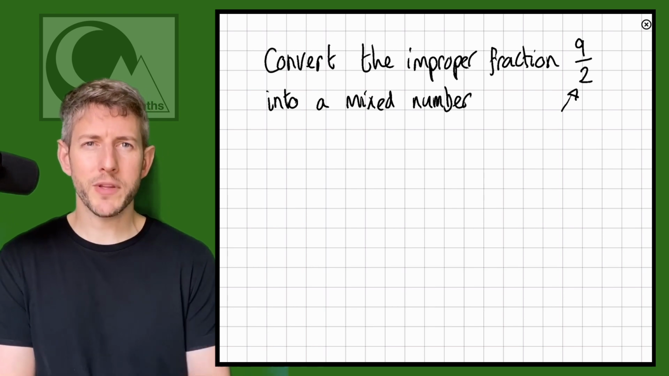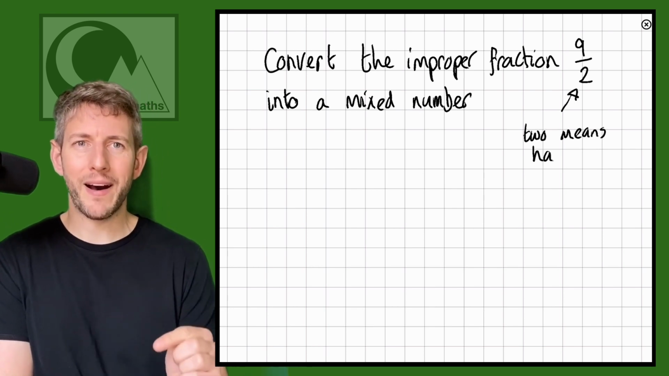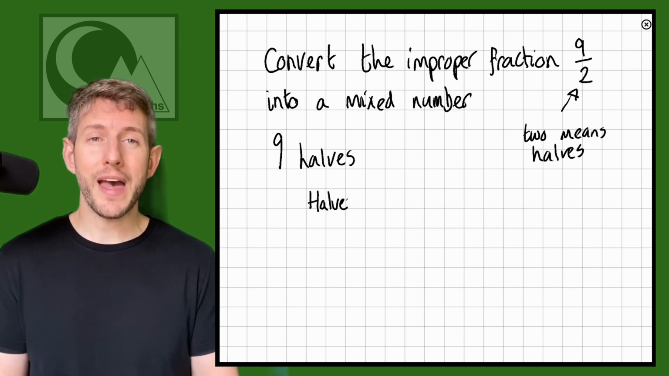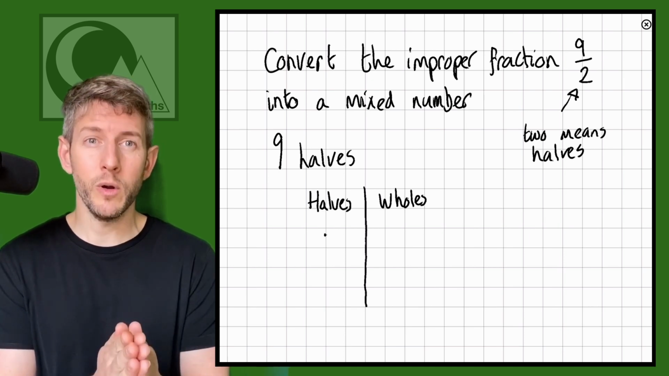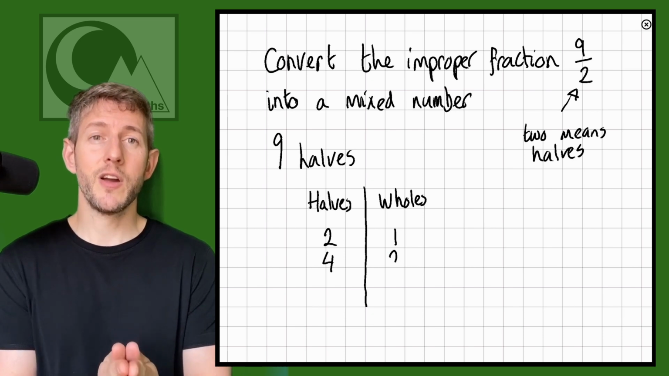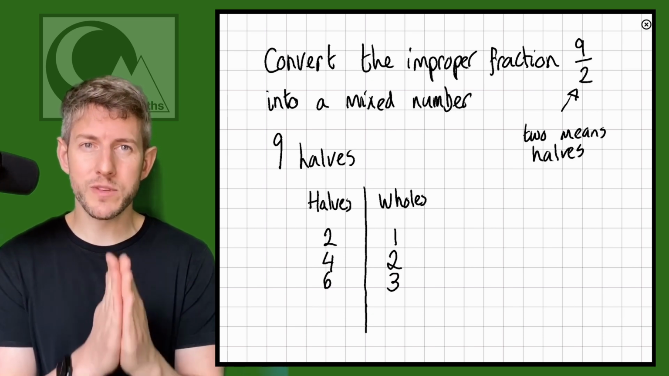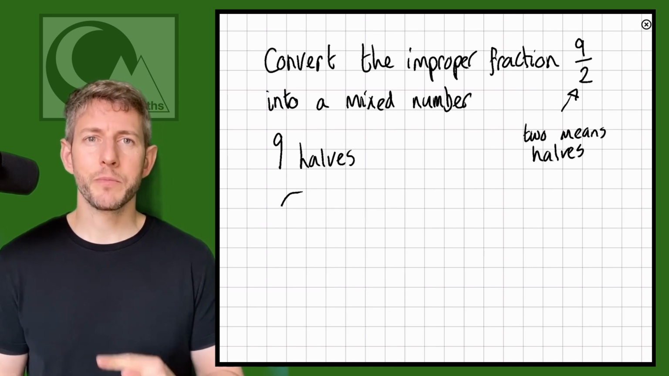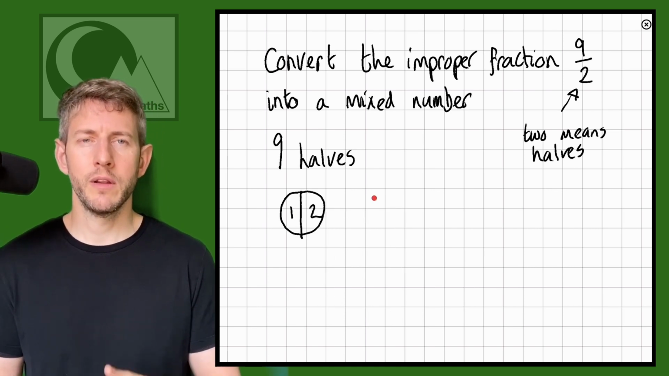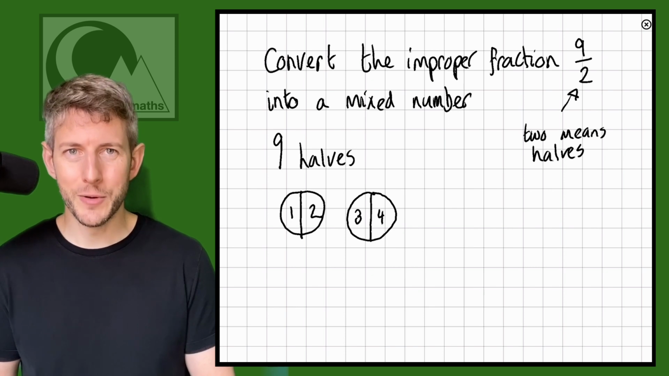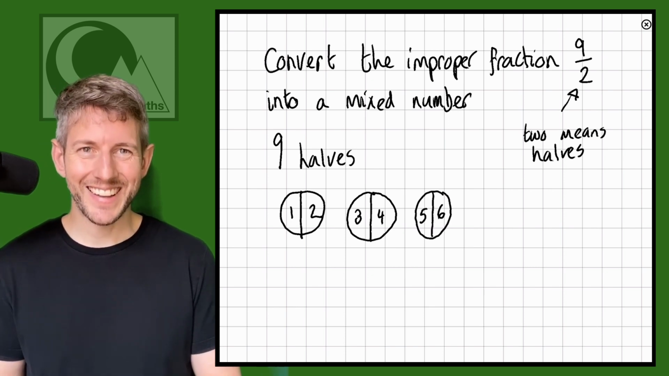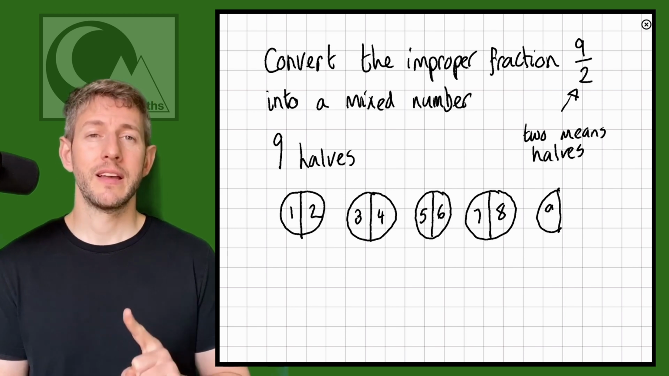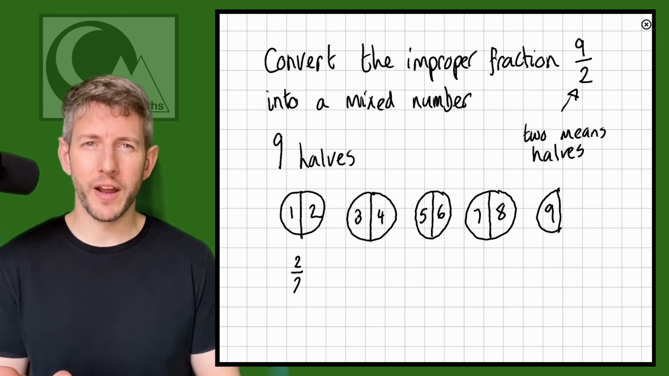So we look at the bottom part. So we're talking about halves. So I've got 9 halves. So I know that every 2 halves makes a whole. Okay, so I need to know how many wholes I've got and how many halves I've got left over. So let's think. So 2 is 1 whole, 4 is 2 wholes, 6 is 3 wholes, 8 is 4 wholes, and then I've got 1 left for 9.